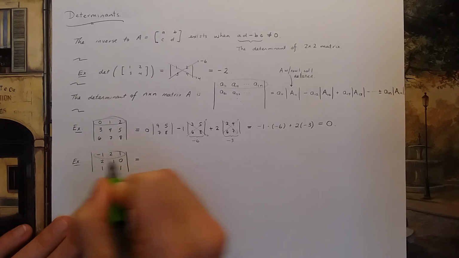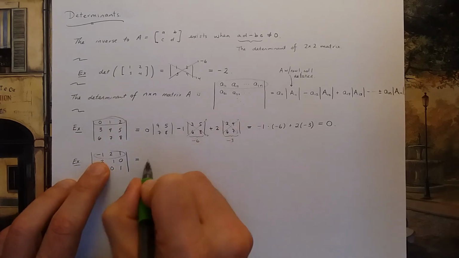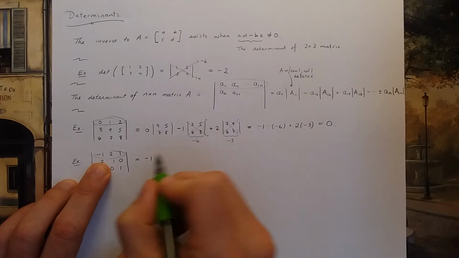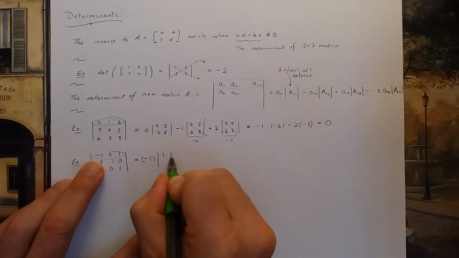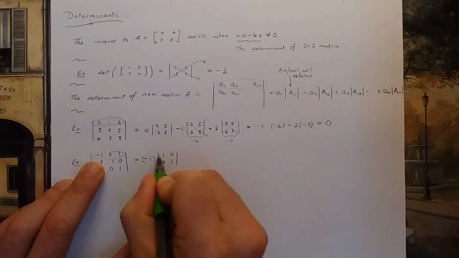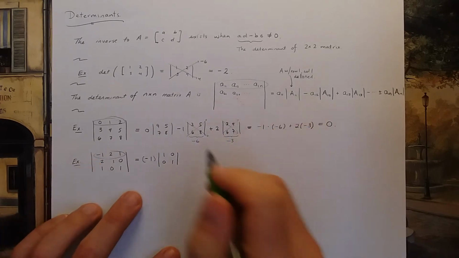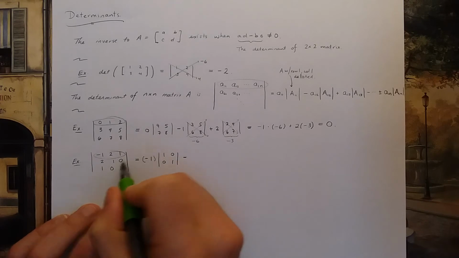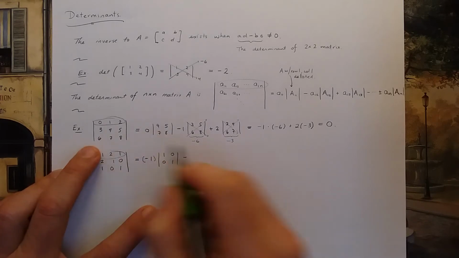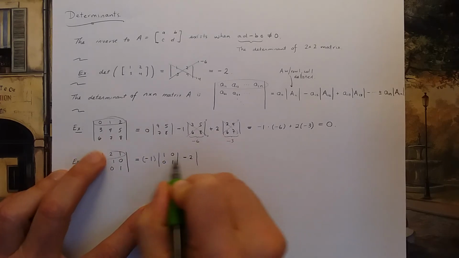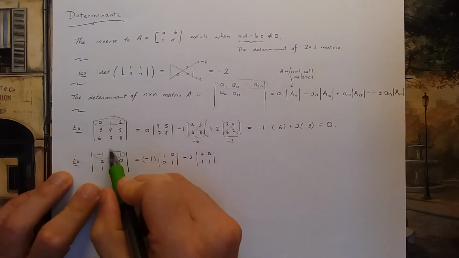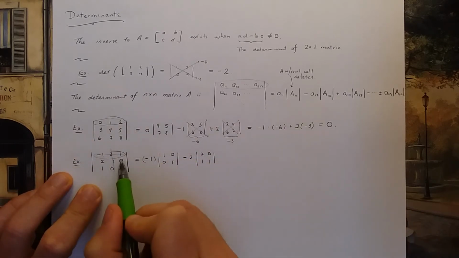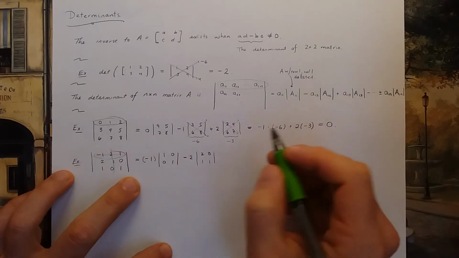Okay, I look at the top row. I'm going to expand along the top row. I get a negative 1 times the determinant, deleting row 1 and column 1, so 1, 0, 0, 1. That's the 2 by 2 identity matrix. Minus, let's see here, 2 times 2, 0, 1, 1. So I delete that row and that column to get 2, 0, 1, 1.